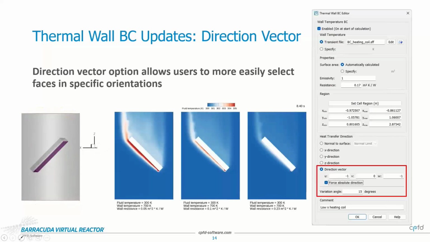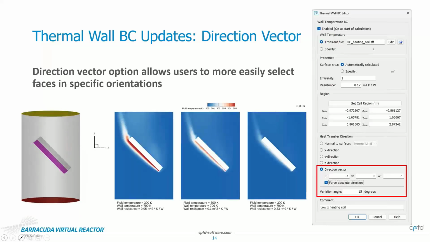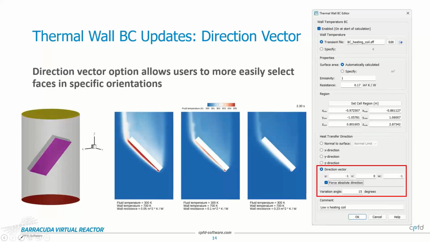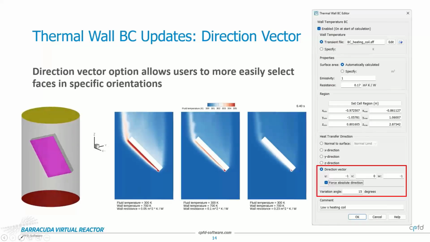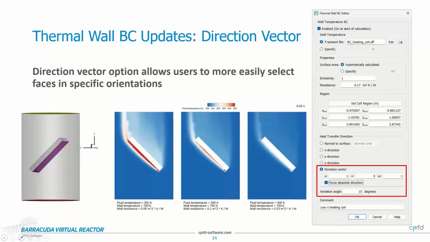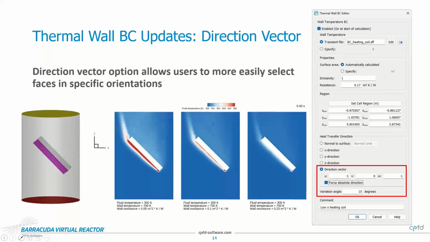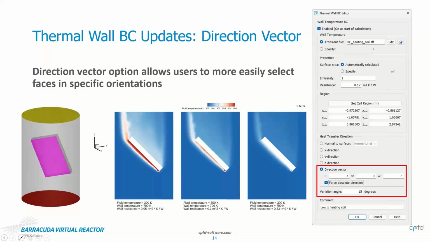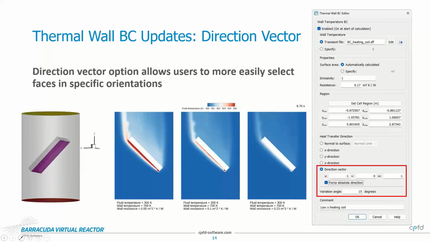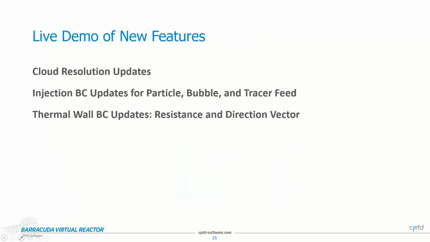The 3 views of fluid temperature correspond to low, medium, and higher values of heat transfer resistance on the thermal wall BC. And in each case, the temperature specified was the same for all 3 of those. The lower the resistance, the more heat is transferred from the hot slanted wall surface to the fluid. Now I'll drop out of PowerPoint and demo a few of the new features in this release.